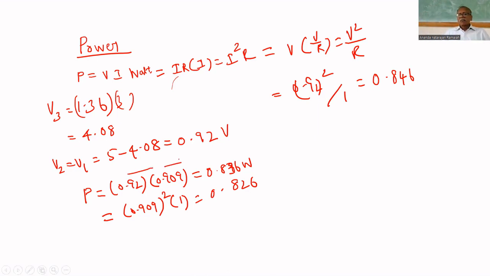So power equal to what? VI or I square R or V square divided by R. All the three can be used. It depends upon what value is available.